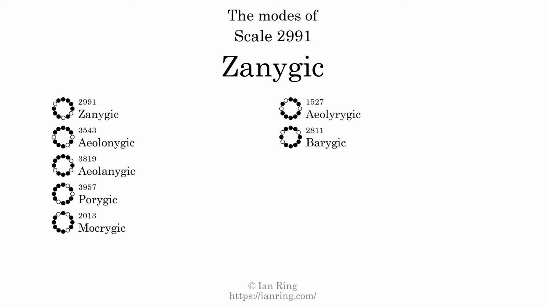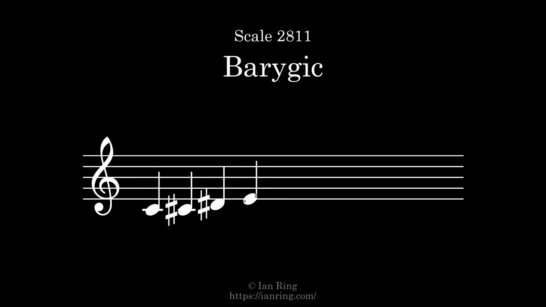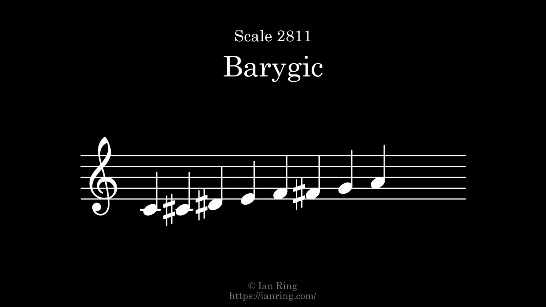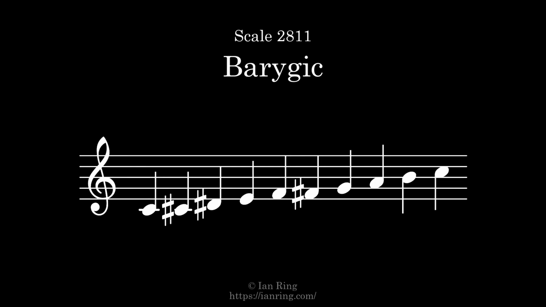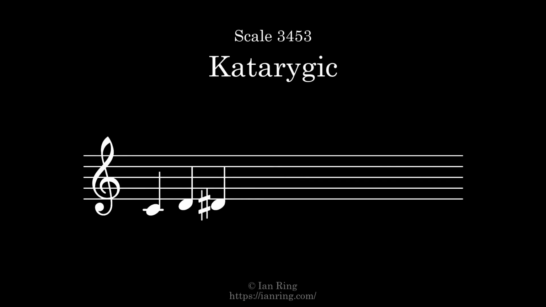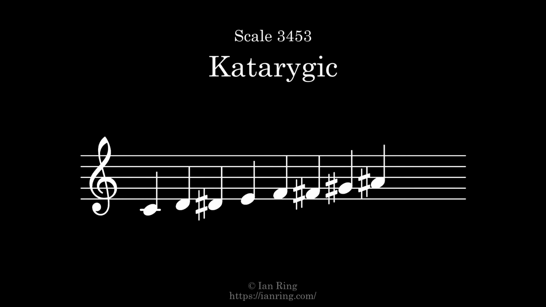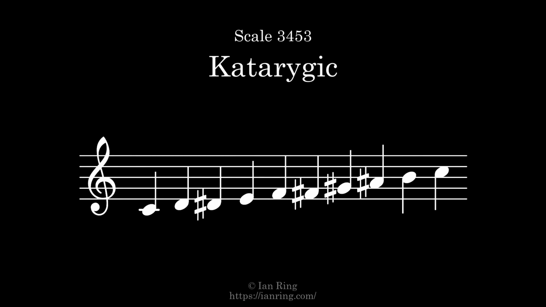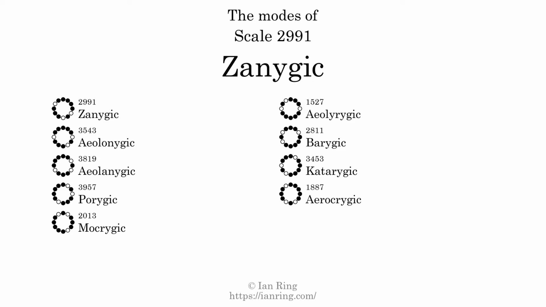The seventh mode is scale 2811, also known as Zanygic. It sounds like this. The eighth mode is scale 3453, also known as Zanygic. It sounds like this. The ninth and last mode is scale 1887, also known as Zanygic. It sounds like this.